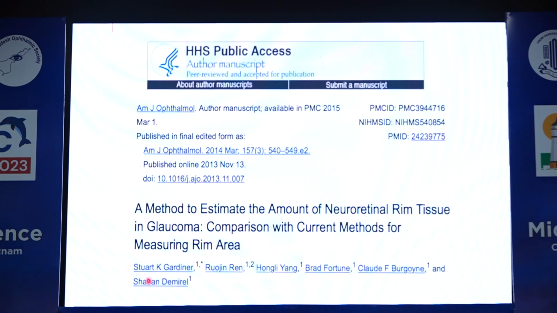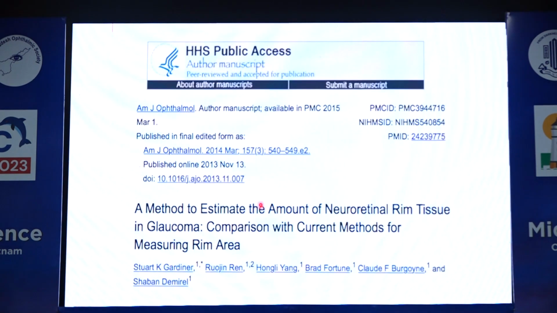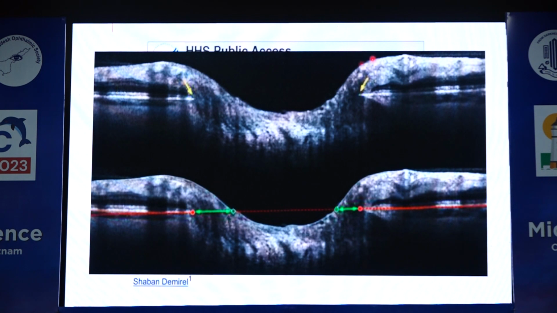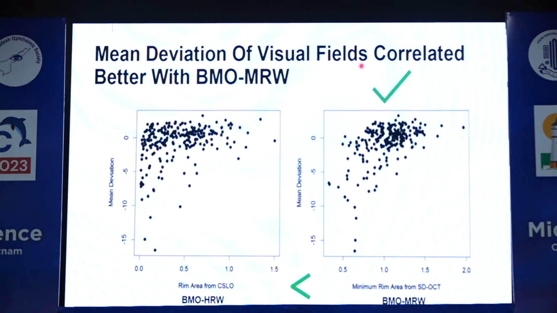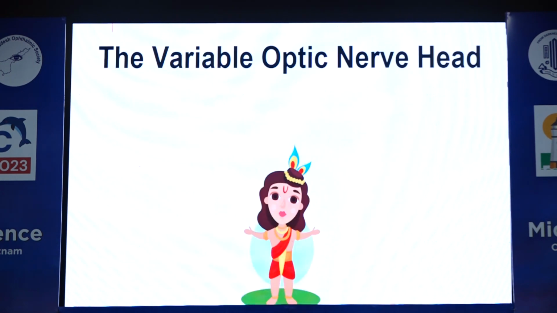And you can also see the amount of neuroretinal rim tissue in glaucoma, in this study, where a method to measure it also was consistent with the MRW parameter. The mean deviation of visual fields, that is a functional correlation, and the structural one that we are talking about, the BMO MRW, they also correlated well compared to HRW. You can see that MRW correlated well. Again, the RNFL also correlated well.